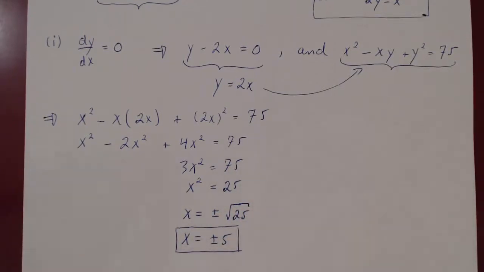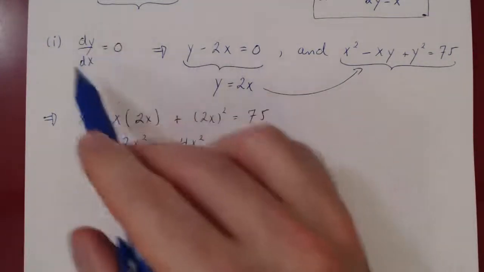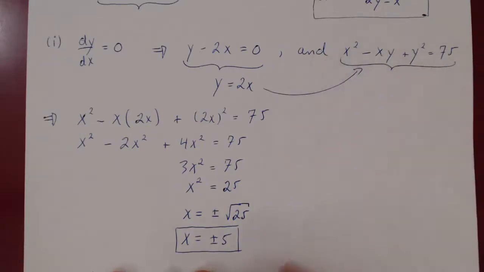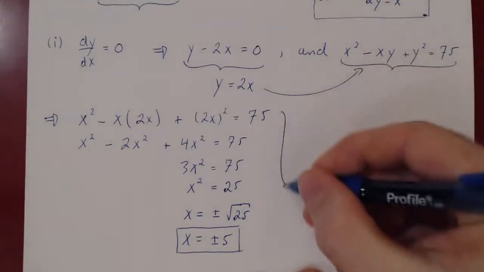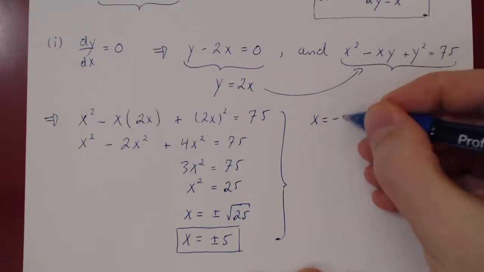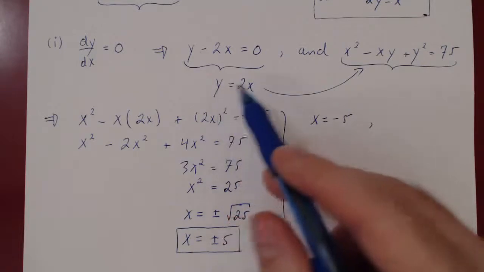So there are only two values of x that satisfy this equation coming from the derivative being 0, and this equation coming from the points having to be points on the curve. Well, if you look for a point on the curve, you have to give an x and a y value. So, what is our conclusion? Well, in the one case, x is negative 5. If x is negative 5, well, we know that both of these equations have to be true.